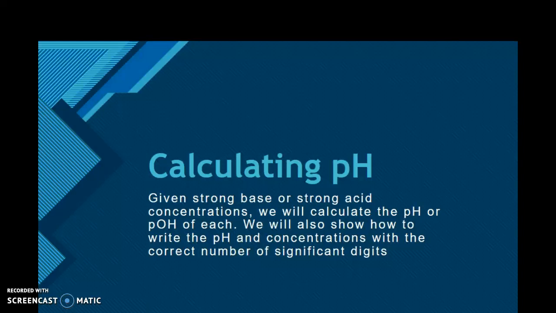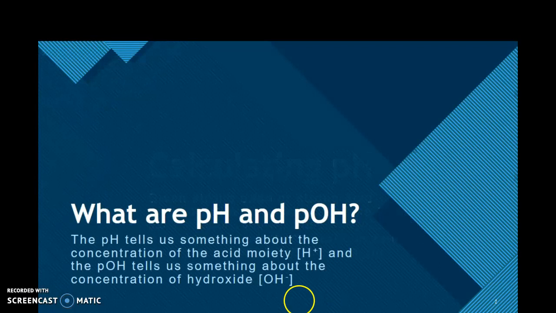Let's look at calculations involving pH and concentrations of acids and bases. And we'll talk about strong bases and strong acids because they completely dissociate in water. So given the concentration of the acid or the base, I'll show you how to calculate the pH or the pOH. We're also going to look at how to write the pH and concentrations with the proper number of significant digits. What are the pH and the pOH?